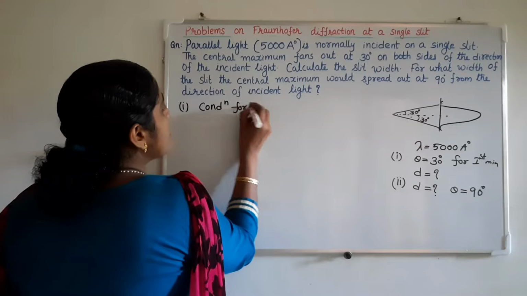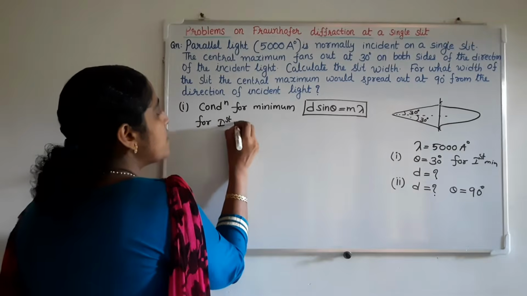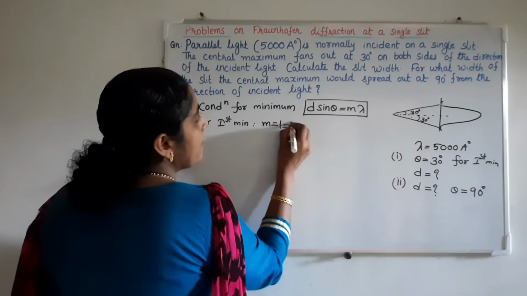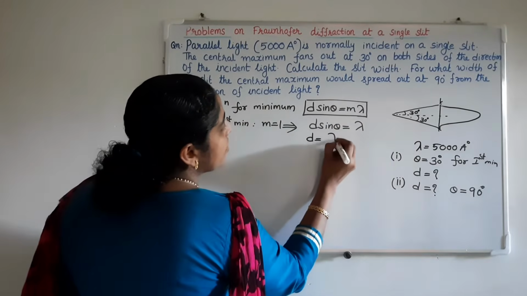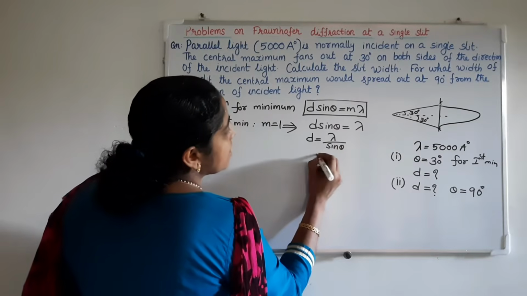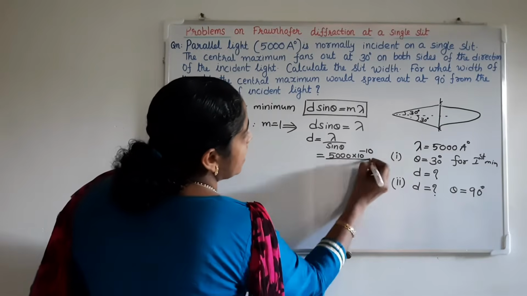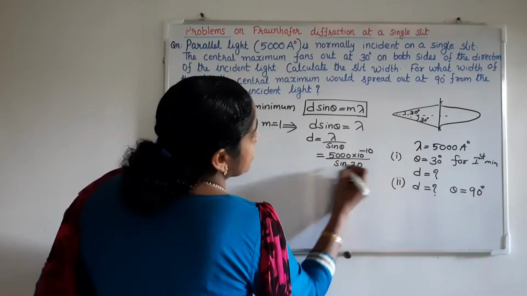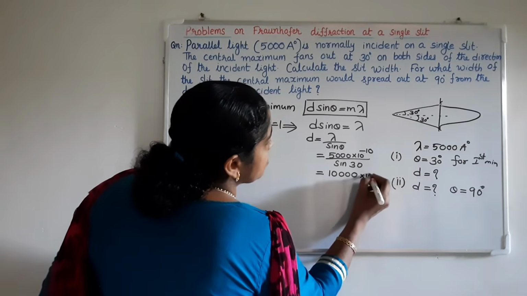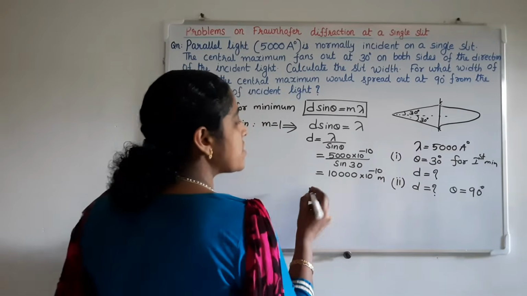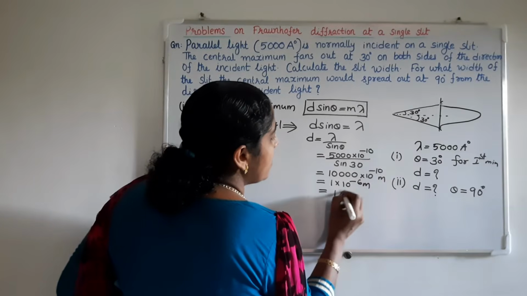d sin theta is equal to m lambda. For the first minimum, m is equal to 1. So this expression becomes d sin theta is equal to lambda, so d is equal to lambda by sin theta. It is equal to 5000 angstrom, that is 5000 into 10 raised to minus 10, divided by sin 30, that is equal to 10,000 angstrom, or 1 into 10 raised to minus 6 meter, that is 1 micrometer.